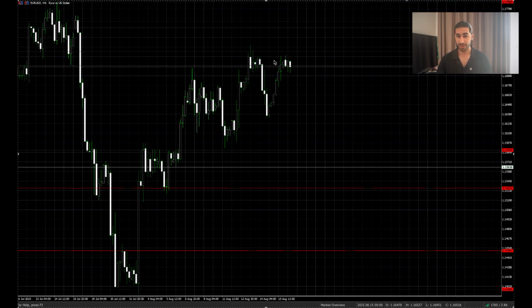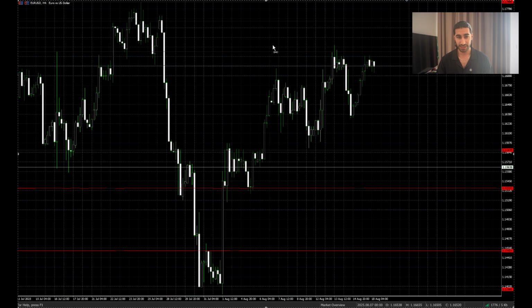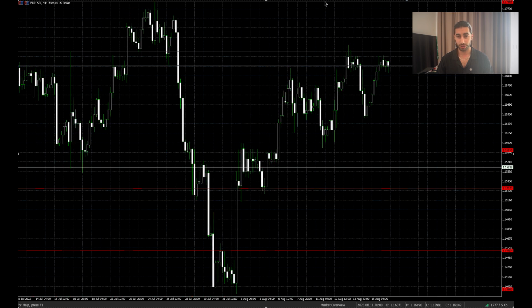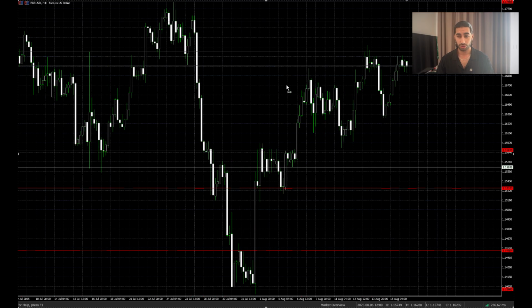You have this high. So for example, if you want to be aggressive in that sell, you would put your stop loss here above this high. Or if you want to be safe, you would put your stop loss up there and have a take profit down here, if you truly believe that Euro is going to lose power or USD is going to take power. However, let's take fundamentals into consideration.